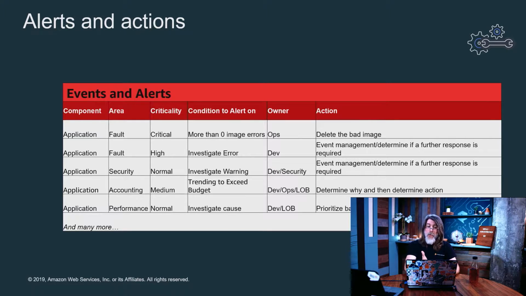And now in this case, we're highlighting roles. We're highlighting teams of responsibility. It could be an individual. Now that owner does not mean that that person always responds to that event, but it does mean they're responsible for defining the response and the escalation path beyond that. So ops is responsible for the process to delete that bad image when it emerges, whereas security is responsible for the process to respond to warnings.